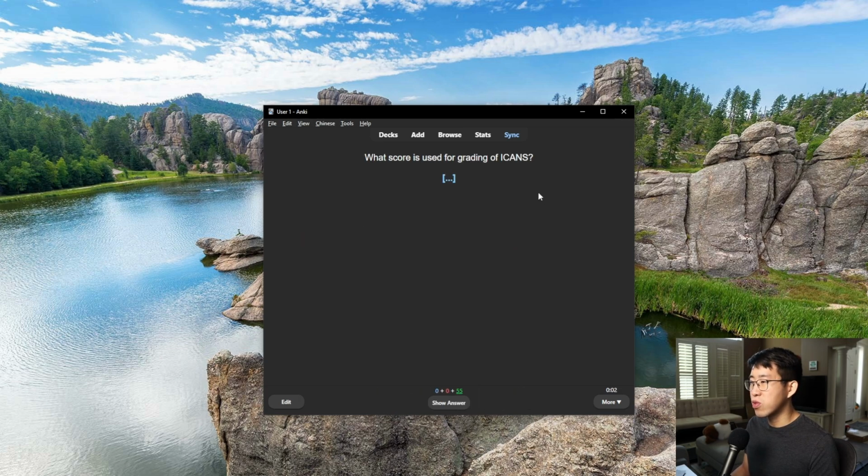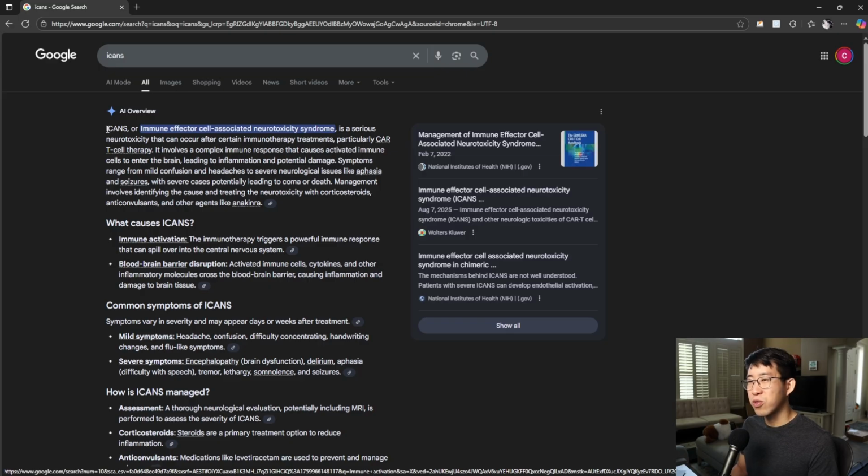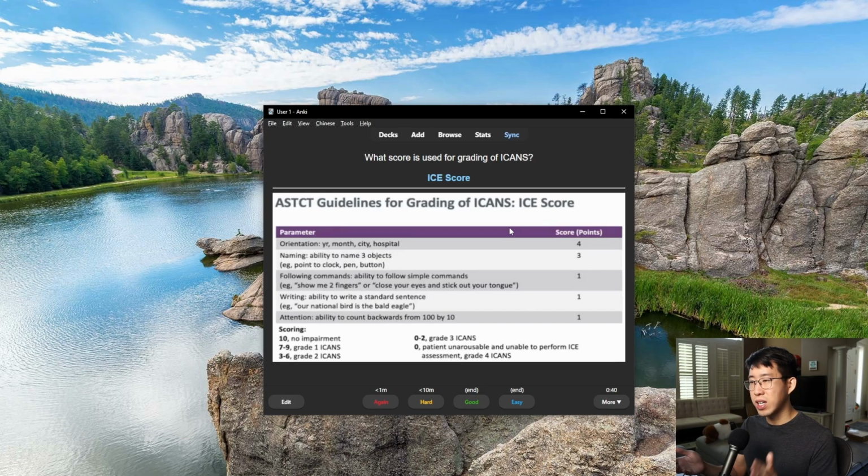What score is used for the grading of ICANS? So this is a potential complication of CAR T therapy and certain specific types of immunotherapy. And so they use this thing called the ICE score. And I can never remember the full name for ICANS, so I had to look it up. So immune effector cell associated neurotoxicity syndrome. And it really relies a lot on different kind of orientation questions and other ways to assess their mental status.